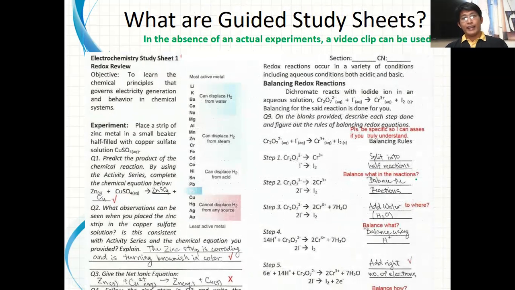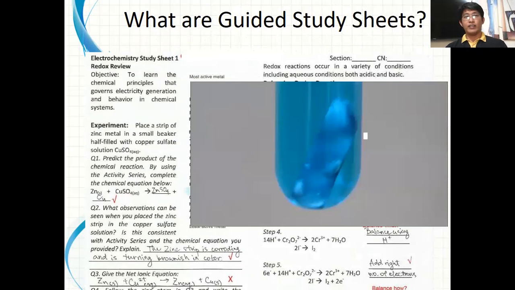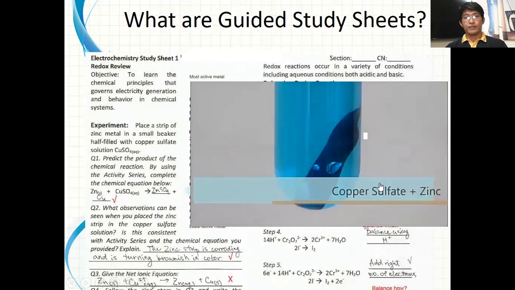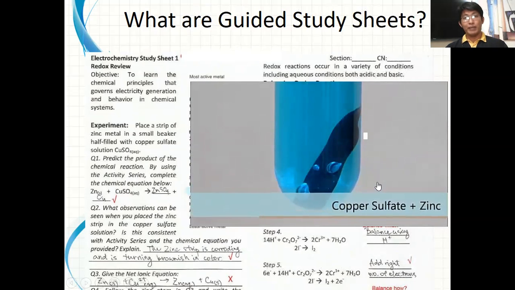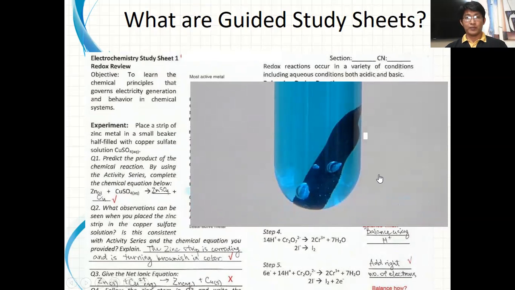take video clips online and show them to the students. So here's a clip I got from online. So this is the very same experiment that we do in the class. So mapapansin nyo, the copper strip from a shiny metallic object, magiging dark brown siya, even reddish. As well, there are things growing on it. Those are actually copper metals.